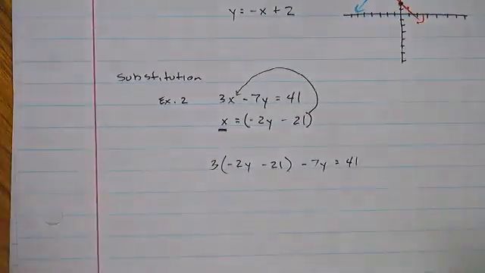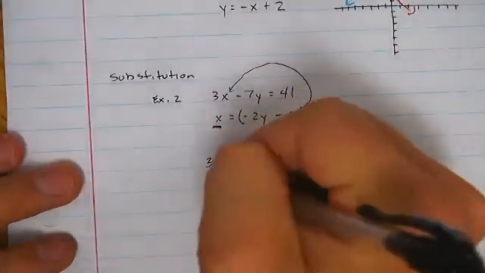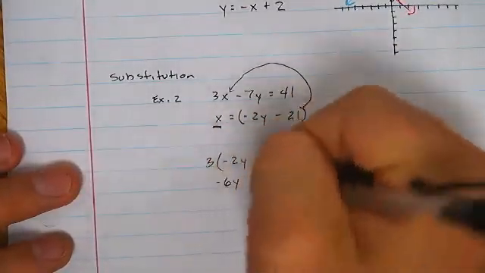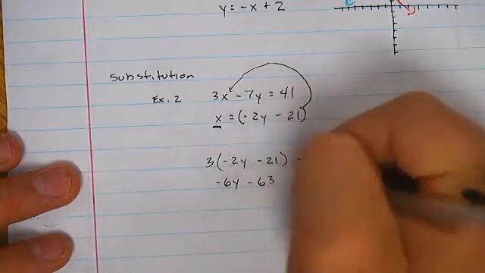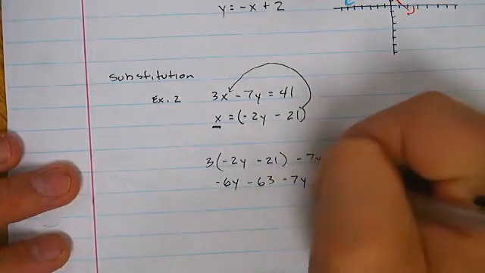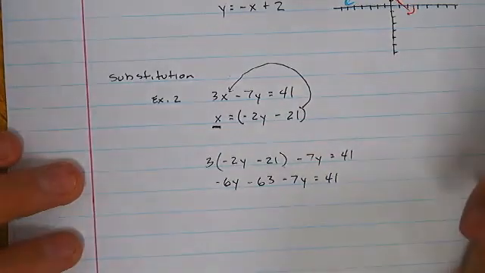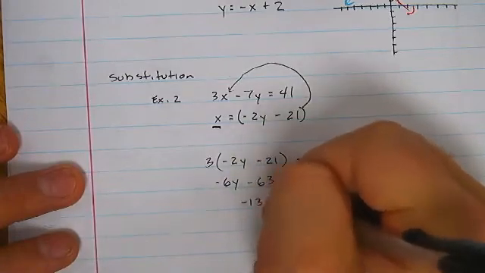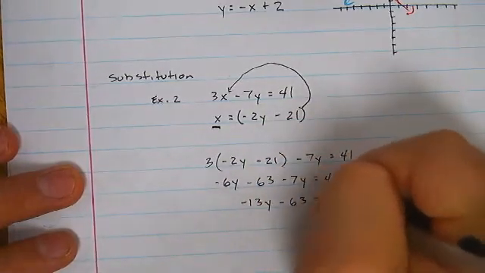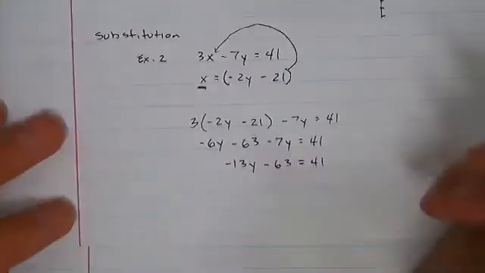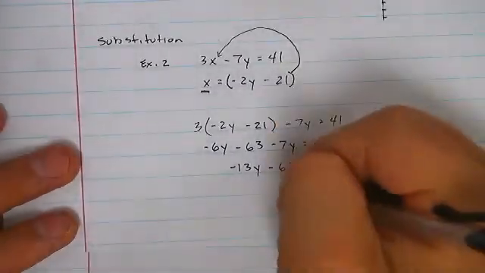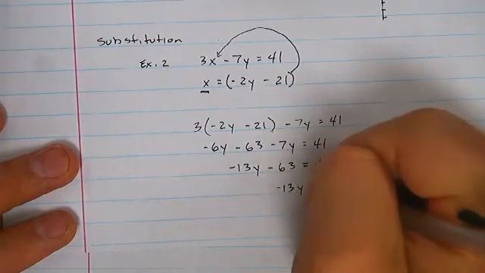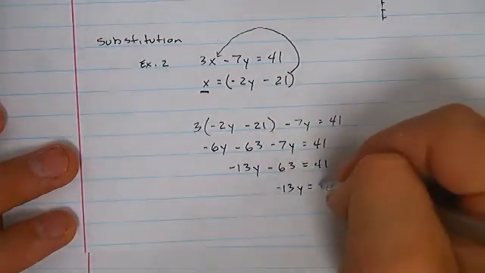Okay, so again, all I did was take what was given, x is equal to, and put it in place of x. And so now I can go ahead and do my distribution. So -6y minus 63 minus 7y equals 41. Okay, go ahead and combine your like terms. So I've got -13y minus 63 equals 41. And then going to add my 63 over.